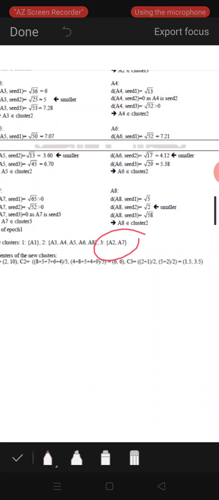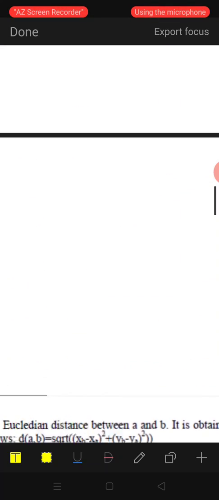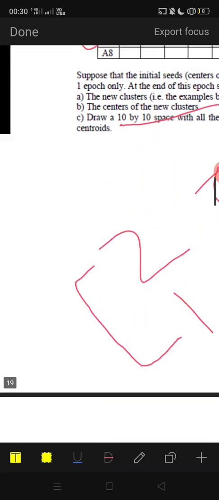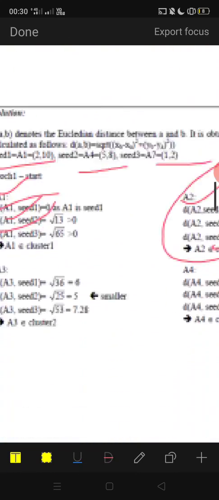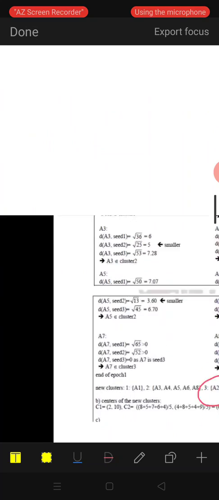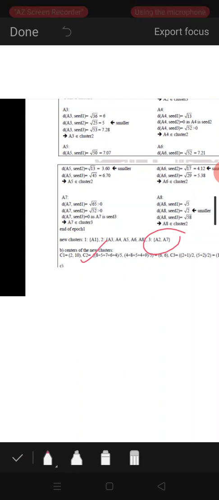Cluster 2 is considered for A3, A4, A5, A6. Take all the x-axis values divided by the total number of elements. What is A3? I think it is 8, 4. We'll check the question. A3 is 8, 4, exactly. You have to take that. Calculating the new centroids: x-axis is 8, y-axis is 4.